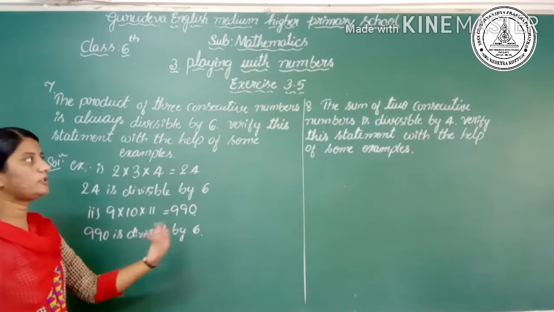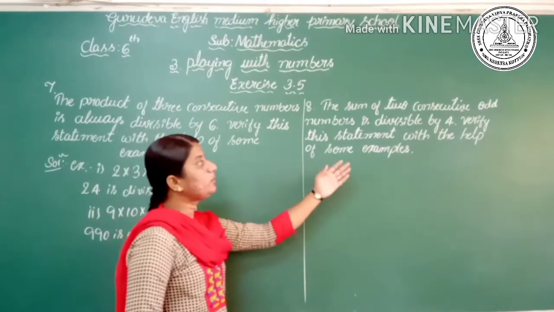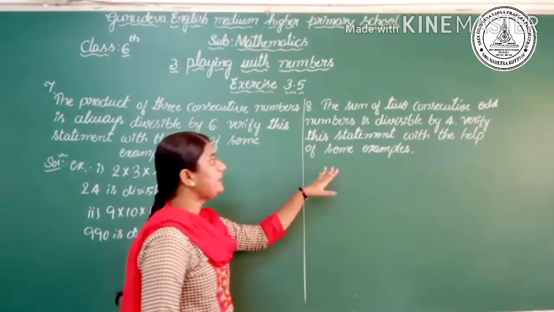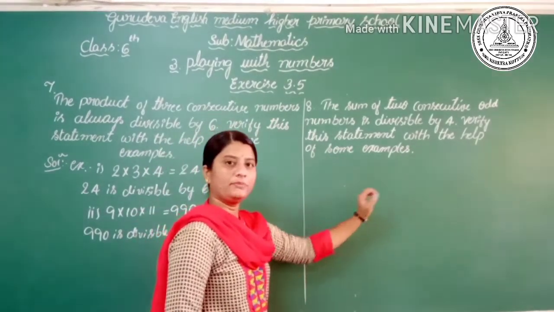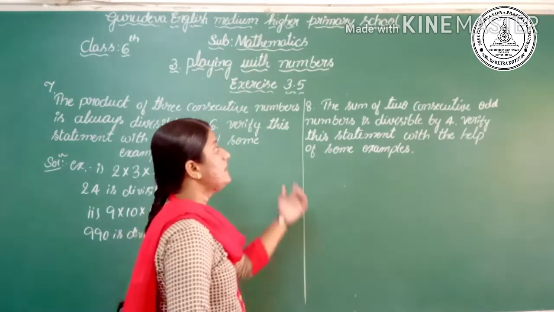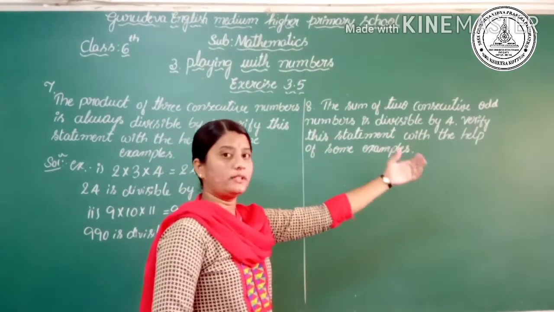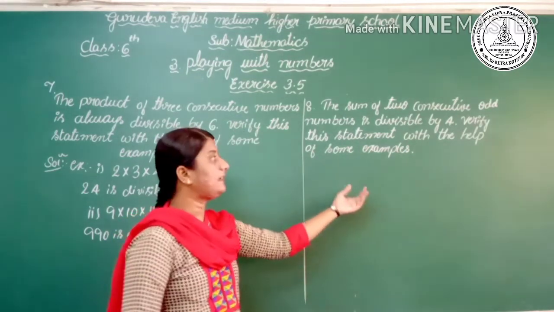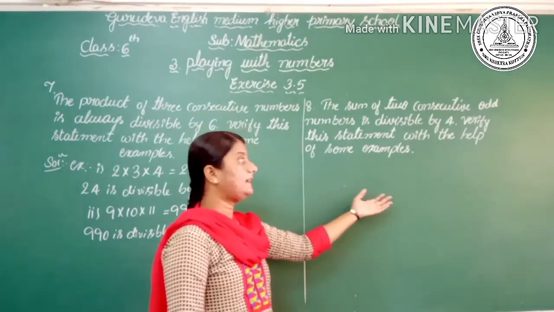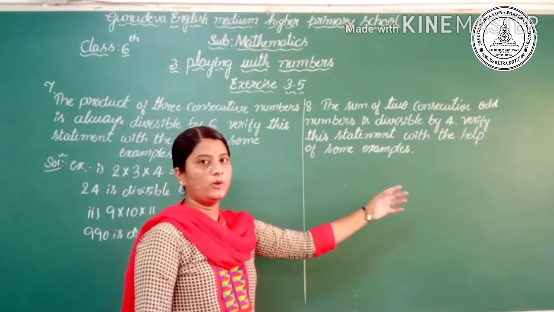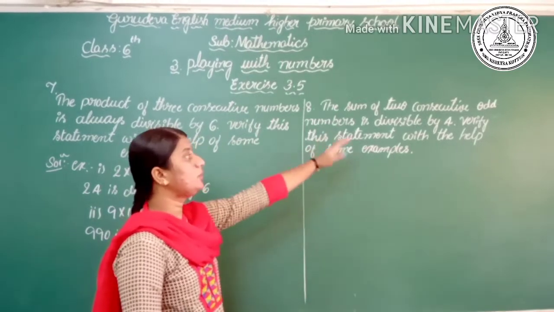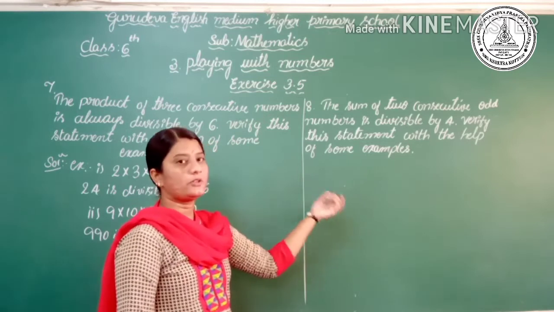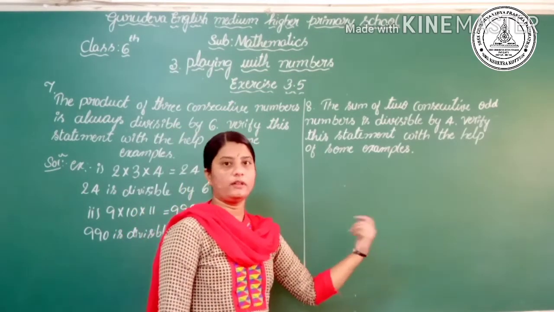Okay. Let's go to the 8th question. The sum of two consecutive odd numbers is divisible by 4. Verify these statements with the help of some examples. Here what they are asking is the sum of two consecutive odd numbers. So consecutive odd numbers are 1, 3, 5, 7, 9, 11, 13, 15, 17, 19, etc. So these are the consecutive odd numbers. Then the sum of two consecutive odd numbers is divisible by 4. So we have to verify the statement with some examples.